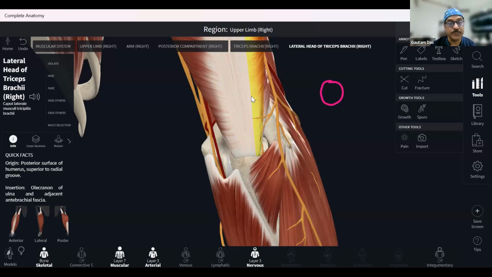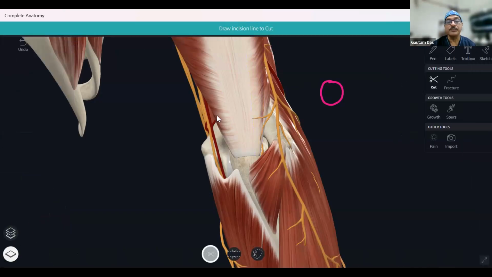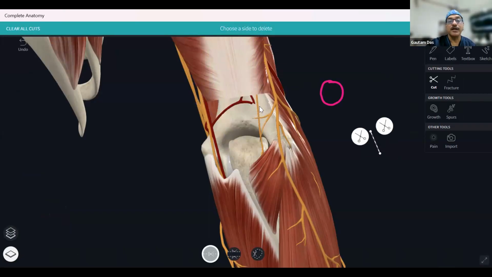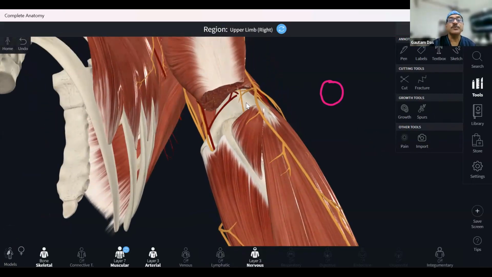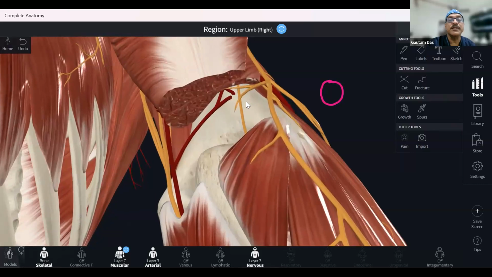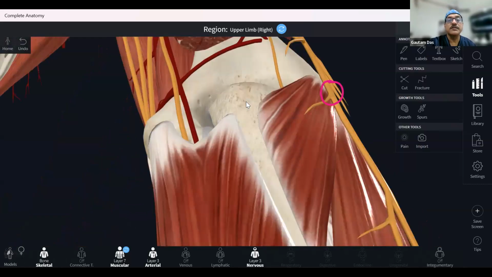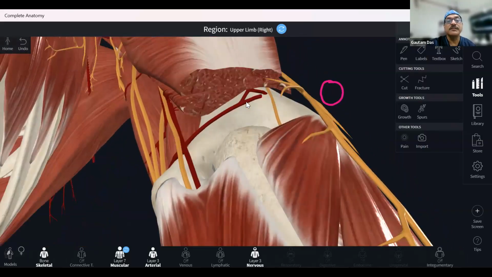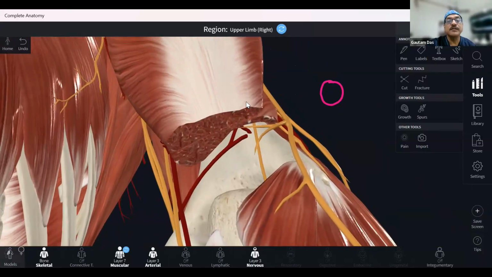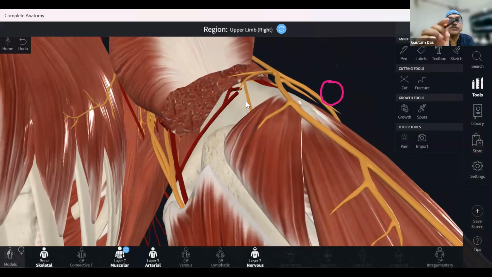Sometimes you have confusion, so just don't get confused. I'm doing another thing so that you'll be able to understand it nicely. If I cut this, let me remove this and you can see this. You can see I'm expanding it a little bit. So this deeper one is your medial head.